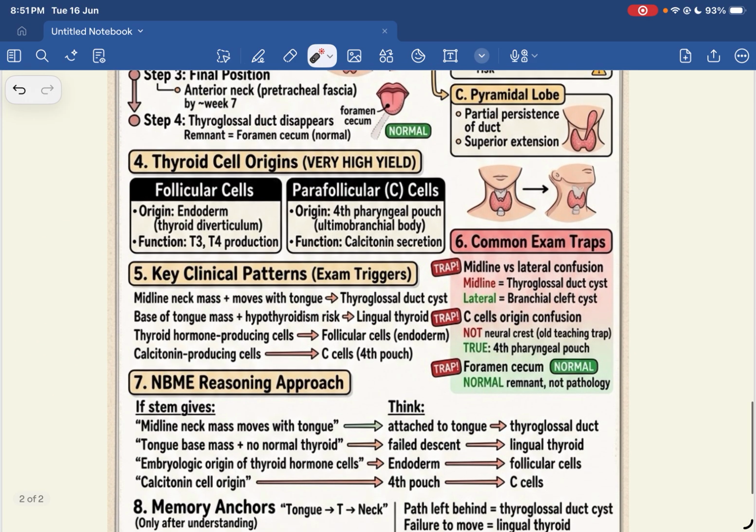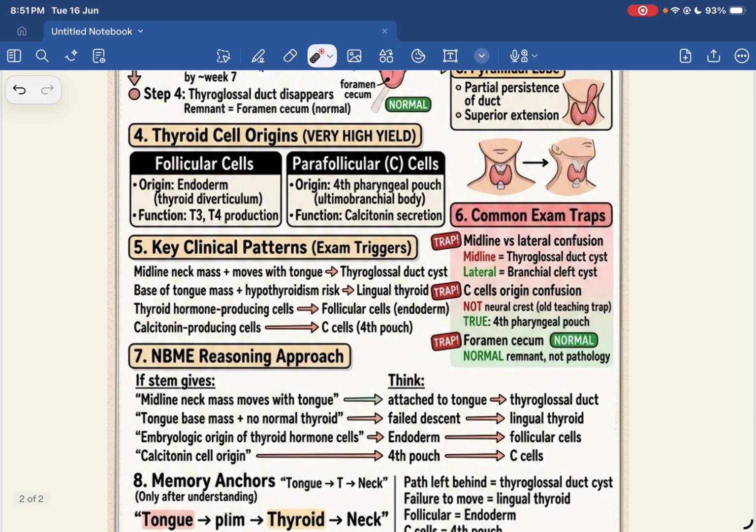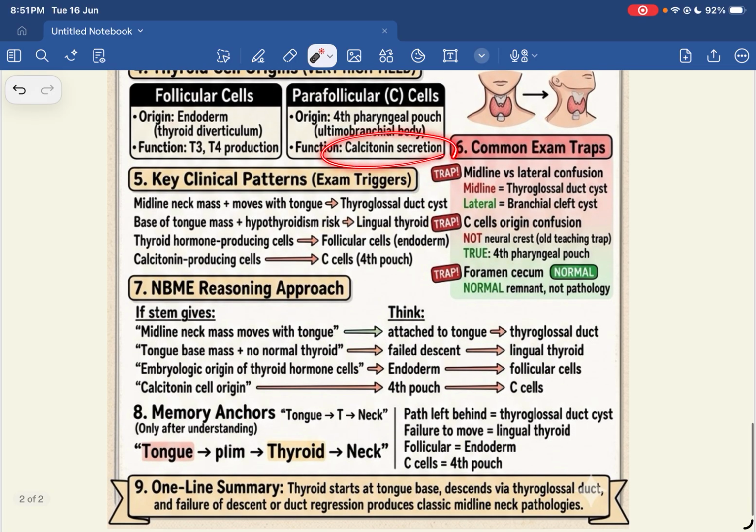There are two types of cells: follicular cells and parafollicular cells. Now you know that follicular cells are going to be endodermal in nature. They're going to be producing T3 and T4. Now, parafollicular cells initially were considered a derivative of neuroendocrine cells, but according to recent research, they are basically endodermal in nature. So the ultimobranchial body, the fourth pharyngeal pouch, is the main source of parafollicular cells, and they produce calcitonin. These basically increase in medullary thyroid carcinoma, which we will discuss later.